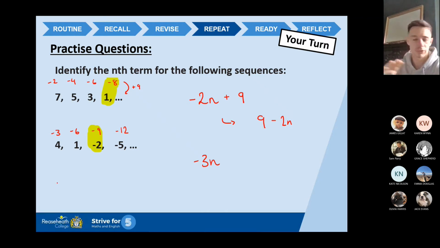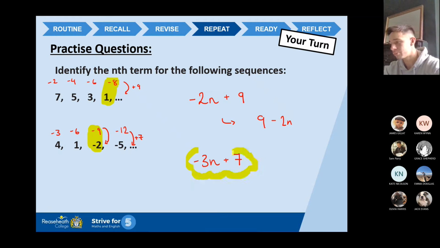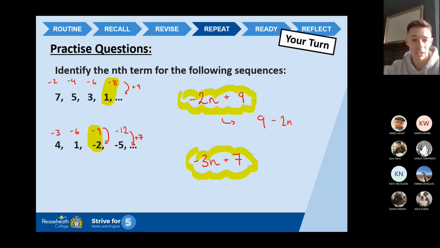No. Terrible, Sam. Let me start again. How do I get from minus 9 up to minus 2? I add 7. Yep, add 7. It works. Okay. But they're nth term sequences. Now, I could have been nice and just done nice numbers, made it dead easy for you, but I don't think that's fair because it doesn't reflect what the exam could be like.